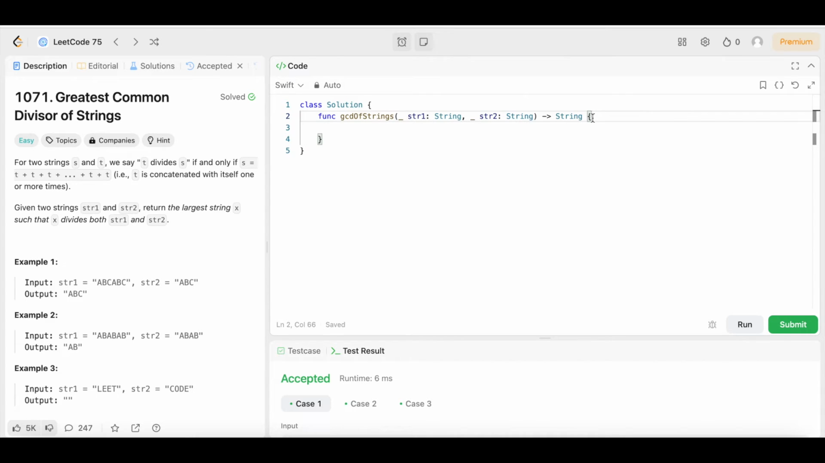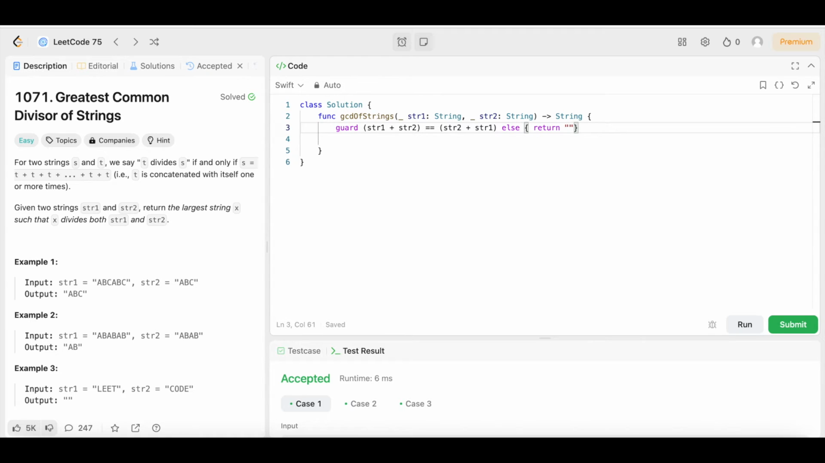So first, let's start with this to help you guys understand. First, we're going to say guard, then we're going to say str1 plus str2 is going to be equal to str2 plus str1. And then we're going to say else return a blank string. So I want to break this down to you guys real quick so you could understand it a little better.